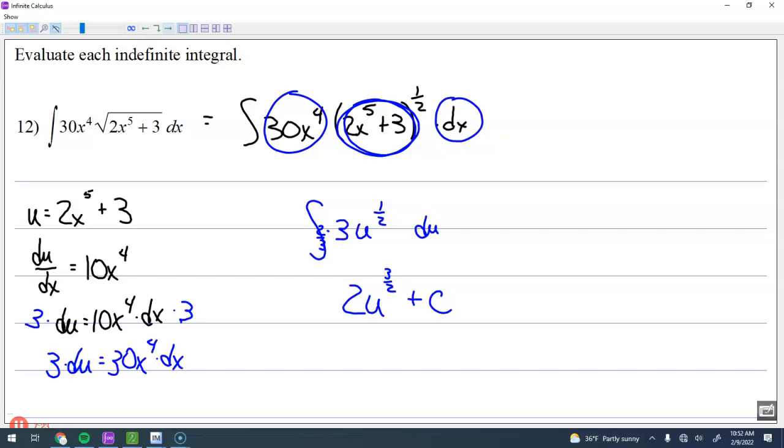And then if you're doing this method, people have turned that in the gateway. You did a really good job, you did the whole problem right, but you forgot to plug back in the x's. So if I give you the problem in x's, you gotta give me your answer in x's. It's still wrong. So make sure you plug it back in. So instead of u, what am I putting? 2x to the 5th plus 3.